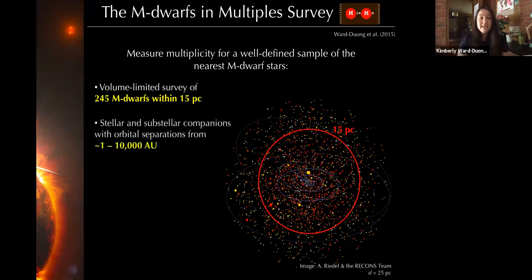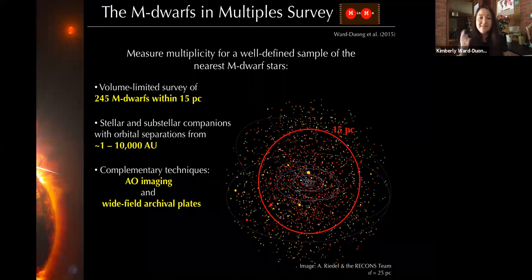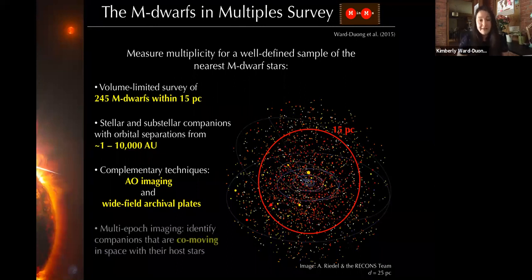so that we can try to measure their companions with orbital separations from 1 AU all the way out to 10,000 AU. The way that I've done this in particular is to focus on imaging methods, and one of the benefits of looking at the nearest stars is that it's actually quite straightforward to detect physically bound companions that are co-moving in space with their host stars.